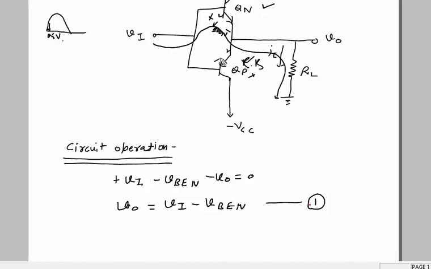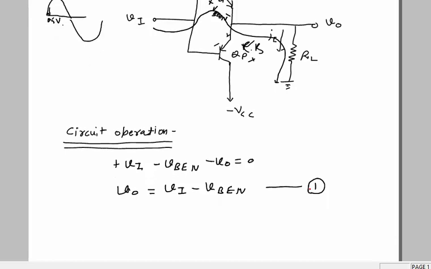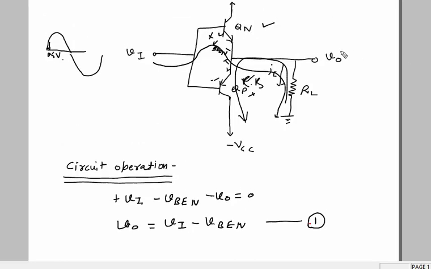Hence QP will be cut off. Now similarly, if the input goes negative, when the input goes negative by more than 0.5 volt, the voltage between this and this has to be minus 0.5 volt. QP turns on and acts as an emitter follower. So this will be the direction of the current, because at that time Q1 will be off.